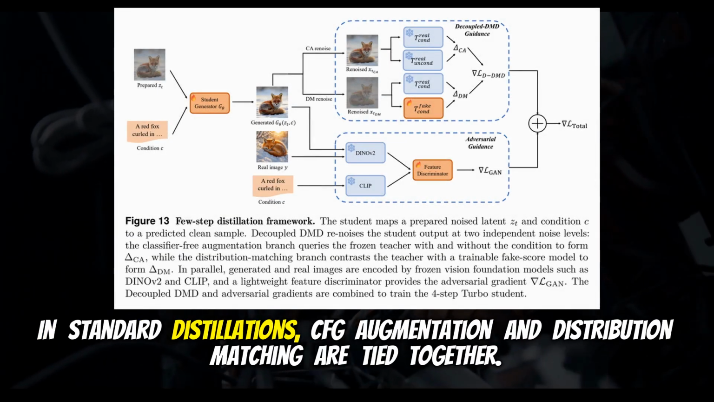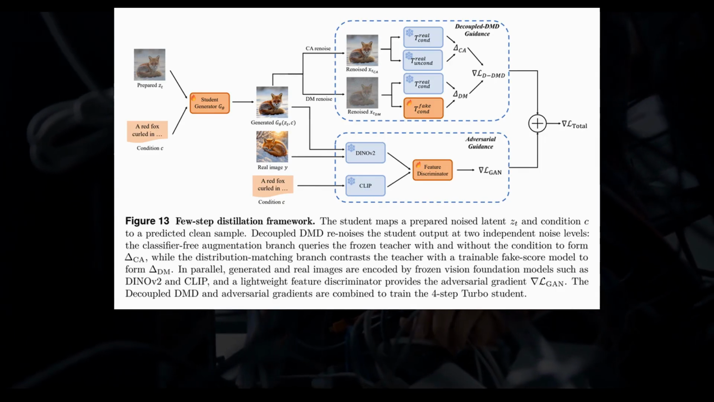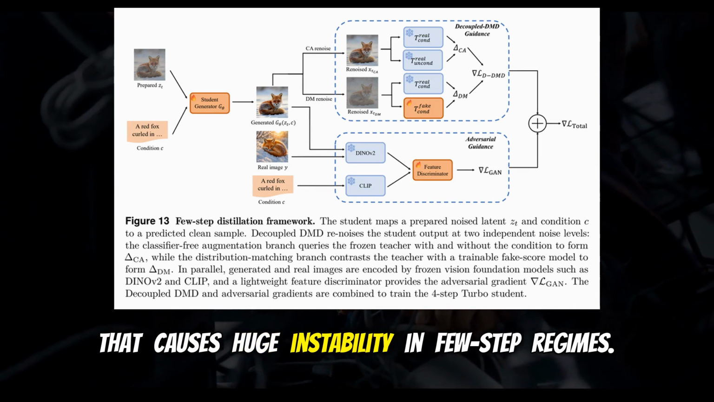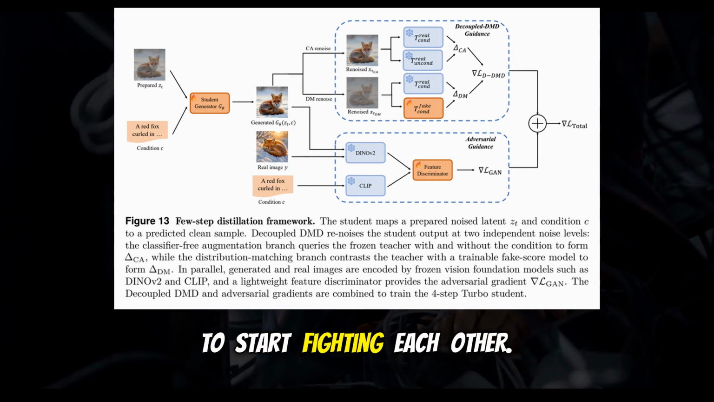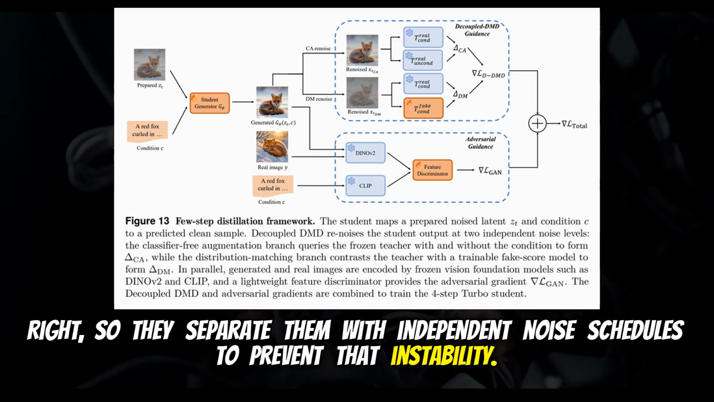In standard distillation, CFG augmentation and distribution matching are tied together. That causes huge instability in few-step regimes. They start fighting each other. Right. So they separate them with independent noise schedules to prevent that instability.